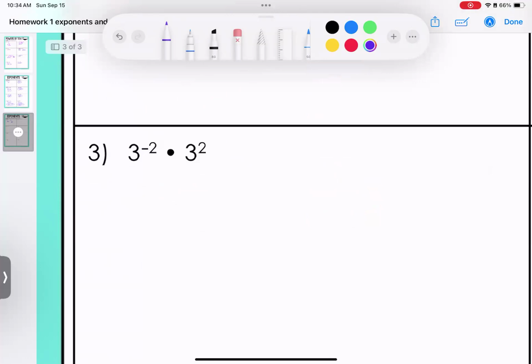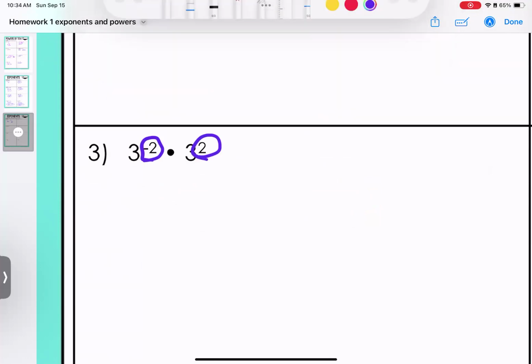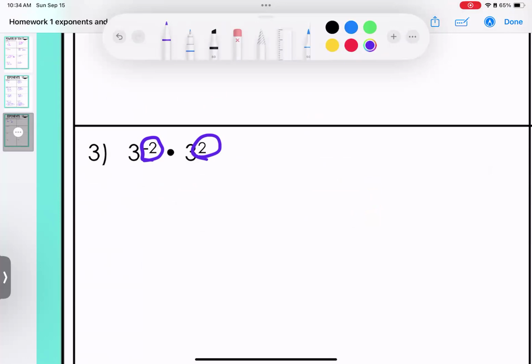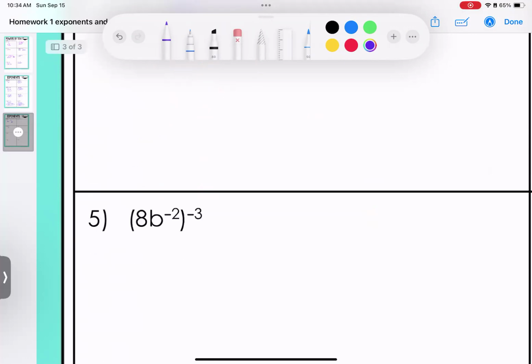Down here, we have a negative squared and a positive squared. When we're multiplying exponents with the same base, you are going to add the powers. Negative 2 plus 2 is 0. 3 to the 0 power is just 1. Anything to the 0 power is 1. That was on that properties of exponents notes page.